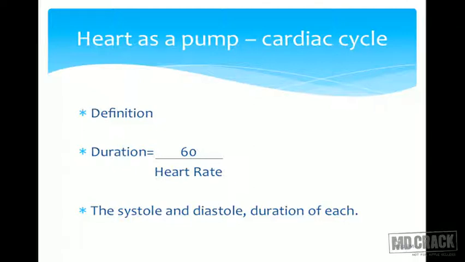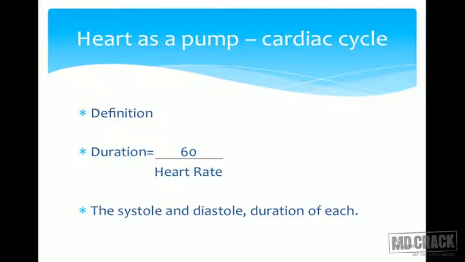How much is the normal duration of the cardiac cycle? So we know the normal heart rate. If we take the normal heart rate as 72, then the duration of the cardiac cycle will be 60 divided by 72. That means it is equal to 0.8 seconds. How much is the duration of the systole and diastole in that?